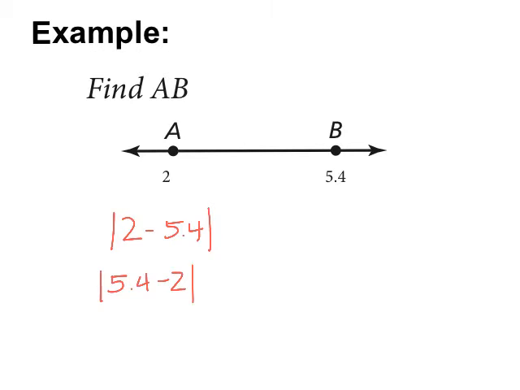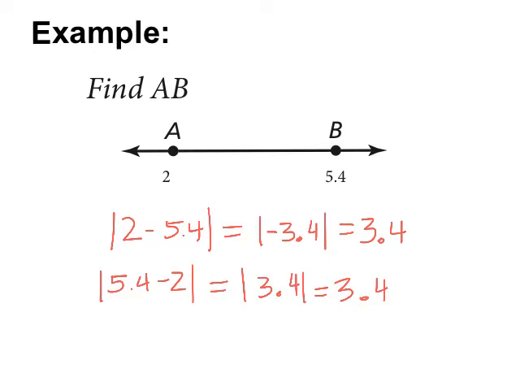Okay, so when we do the absolute value there, you can see that we get the absolute value of negative 3.4, or we get the absolute value of 3.4, which the absolute value is just going to turn it positive, right? So 3.4, 3.4. You can think about it this way. If you and I are standing a certain number of steps apart, does it matter if I walk to you forward or backward? Is that going to change the distance we are?